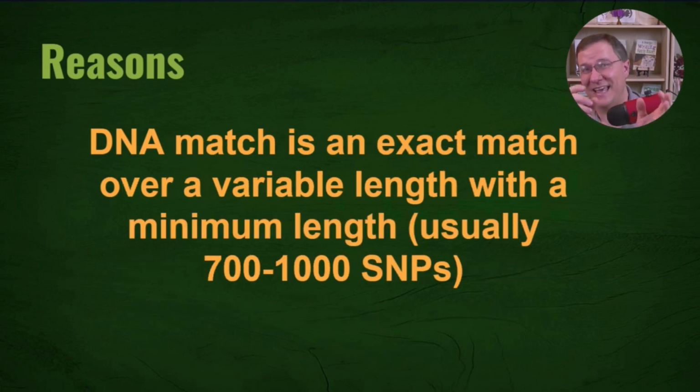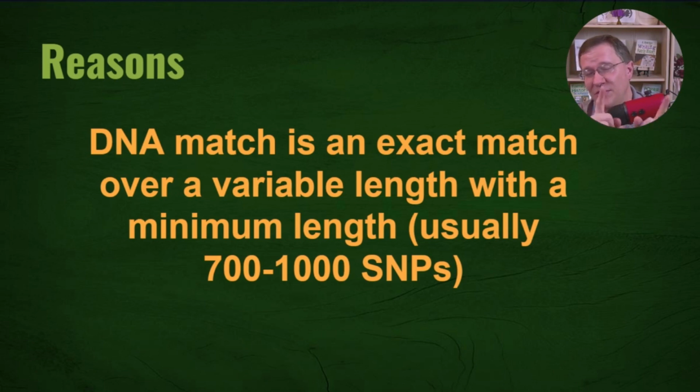The next is that your DNA segment matches are an exact match over some variable length. If you look at your matches, you have anywhere from 7 centimorgans all the way up to 250 centimorgans, whatever the longest chromosome is. And there's usually a minimum length to that, which can be expressed as a certain number of SNPs. So between maybe 700 to 1,000 SNPs is the minimum, although sometimes it might go down to 300 or 400 SNPs. But there's some minimum length that is the threshold of where they'll say a match starts. And that really can go the whole length of a chromosome.